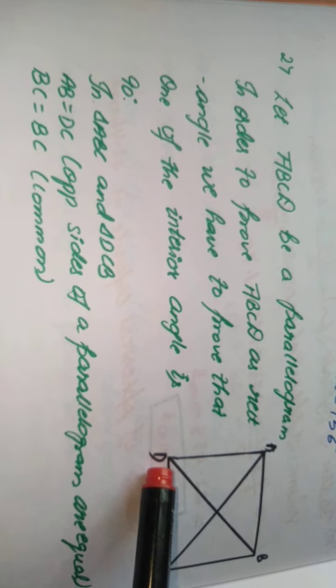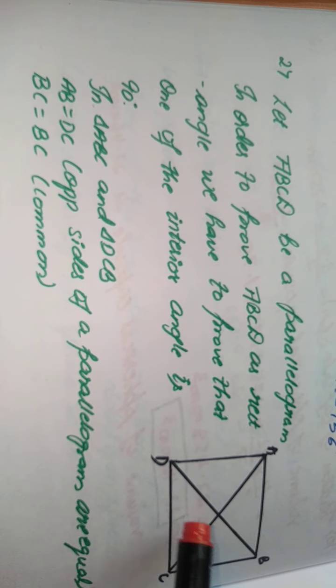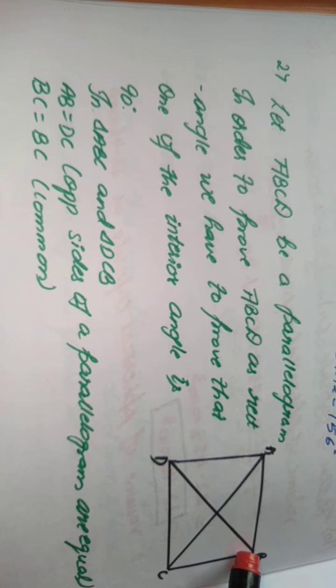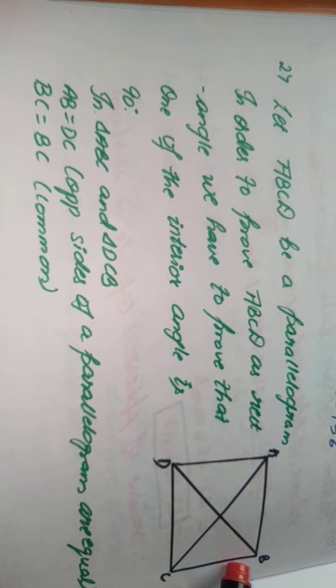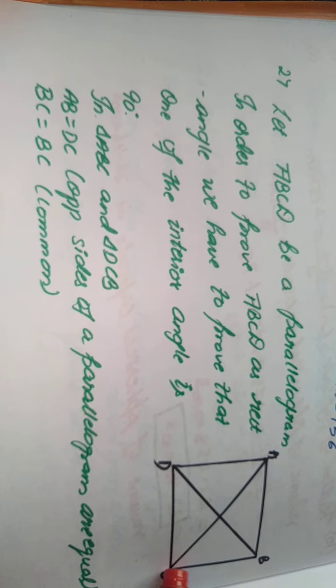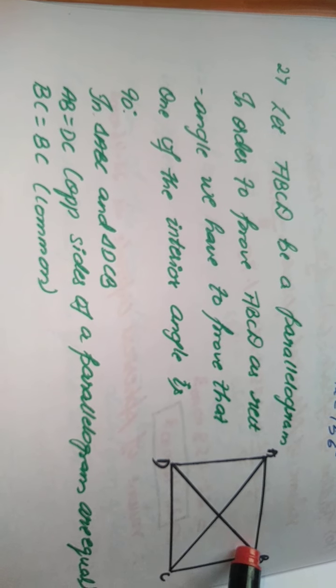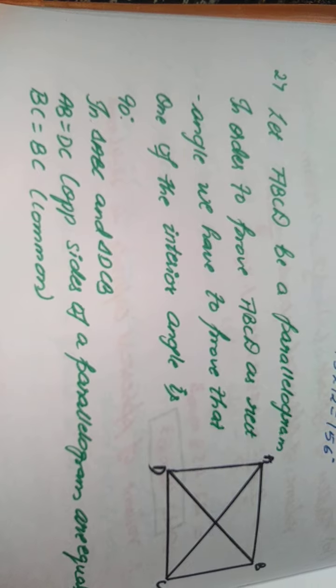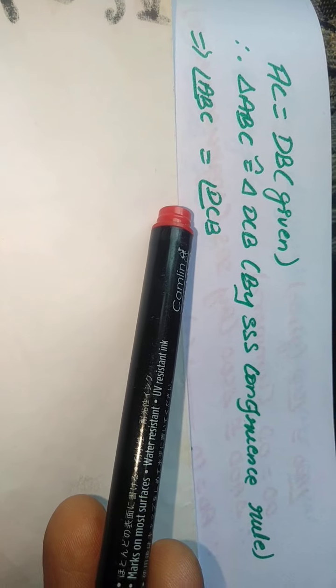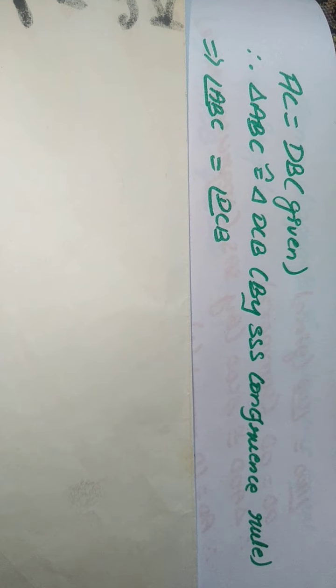Now AB equals DC because they are opposite sides of a parallelogram. And these two diagonals are equal, which they have already given. BC is equal to BC. All the three sides are equal. Hence, by SSS congruence, I can prove these two triangles are congruent. I have written the same. Now I will write angle ABC equals angle DCB by CPCT, that means corresponding parts of congruent triangles.